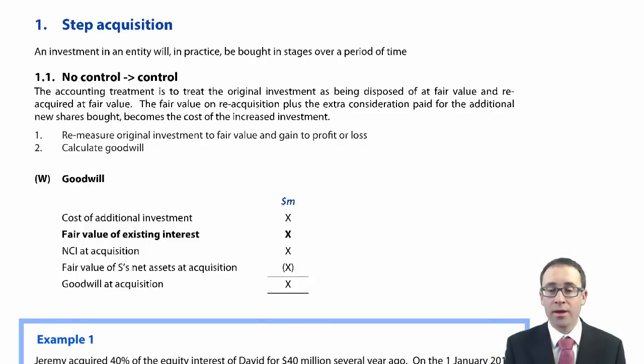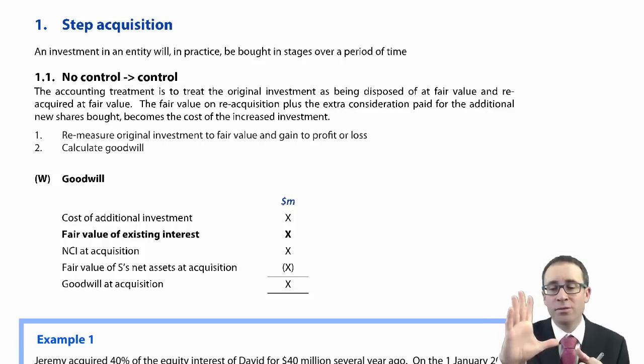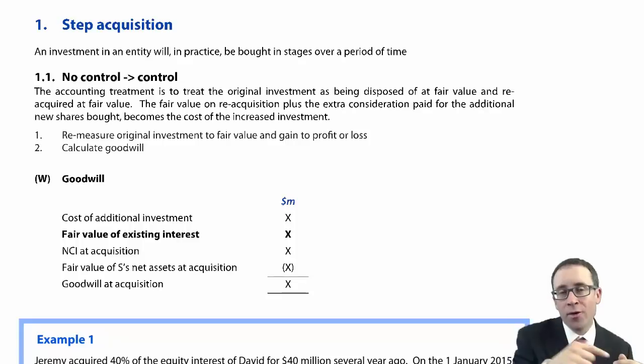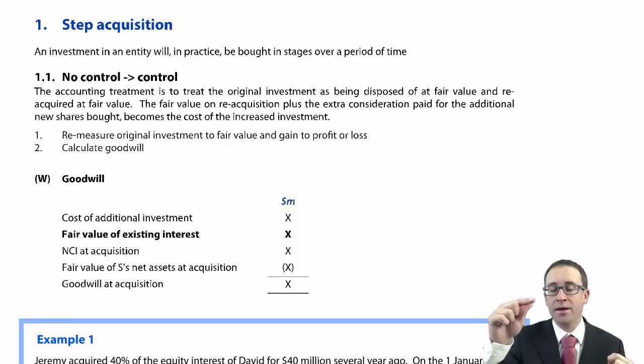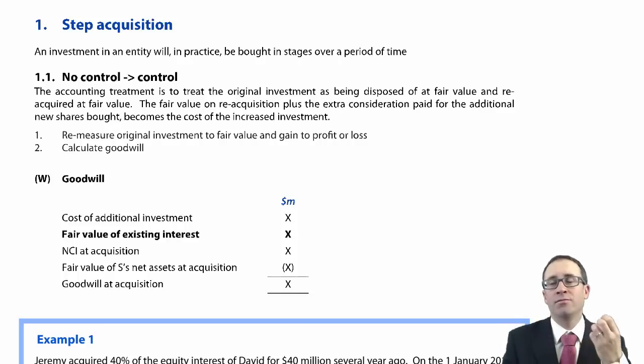So the key bit to understand is the way the accounting standards look at it. They say, well, you had your previous ownership percentage, so we're going to assume that has been disposed of. It has gone, so it takes us right the way back down to zero. But then you re-recognize that investment back up to its fair value, so you revalue your previous investment up to its most up-to-date value.